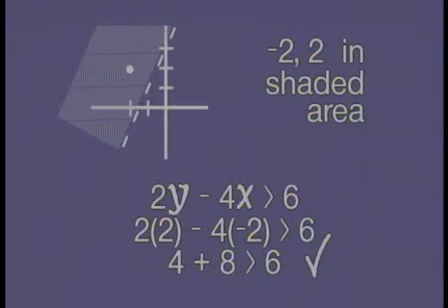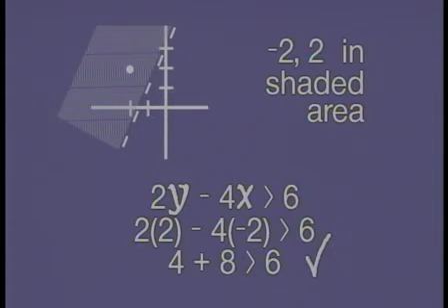Remember, a solution point here would be an x and a y that works. So let's plug it into the original inequality. Not into the y is greater than mx plus b form, but the original inequality, 2y minus 4x is greater than 6. We plug in 2 for y and negative 2 for x. We get 4 plus 8 is greater than 6. Well, certainly 12 is greater than 6. So we know that that point works.